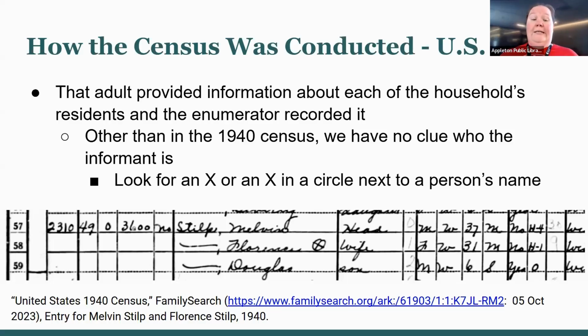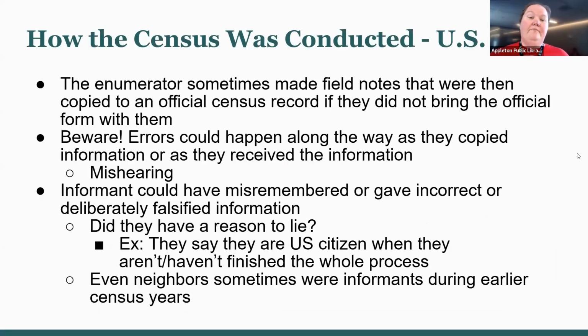We don't know. Thankfully, in the 1940 census, they were smart and they made a little X or a little X with a circle in it next to a person's name. So I know my great grandma Florence was the one who provided this information. So I know she's probably pretty right about how old she is and where she's born and where her husband was born and what his name is, what her son's name is. I would hope she would know that information. It's not just some random person providing that information.